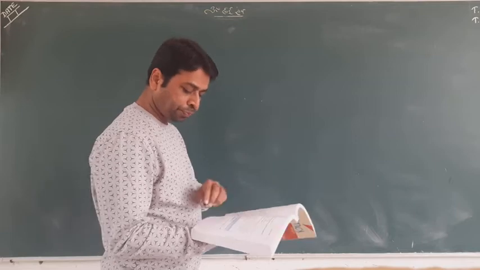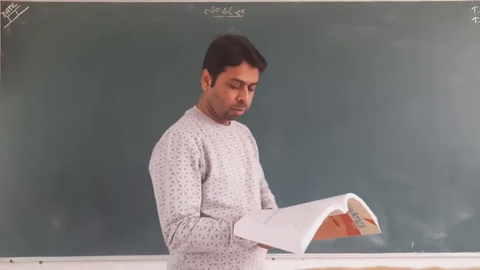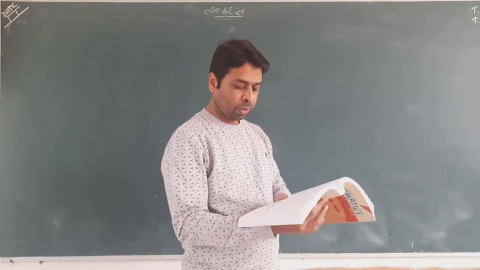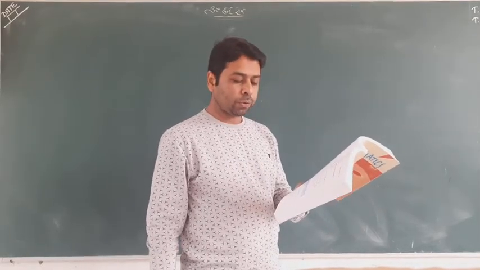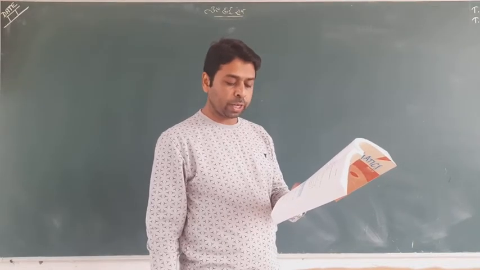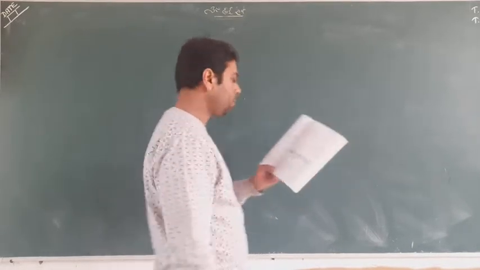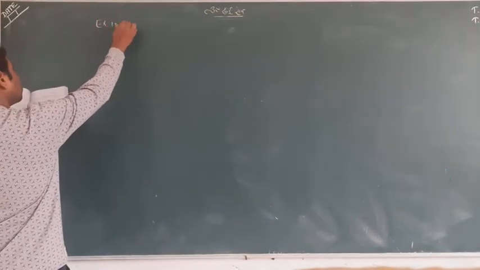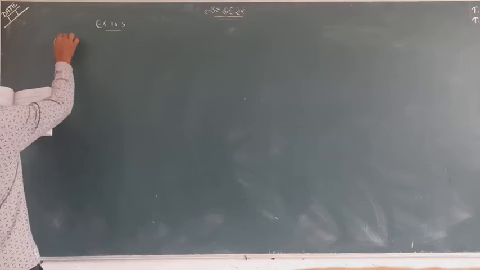Question number 5. Show that each of the given three vectors is a unit vector. Also show that they are mutually perpendicular to each other. We are given three vectors here. Exercise 10.3, the fifth question we will take.